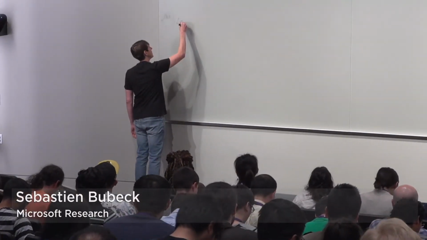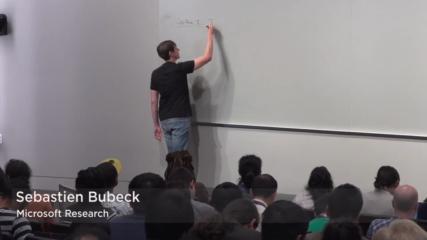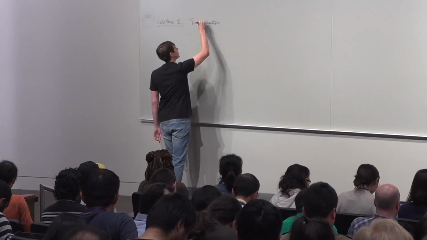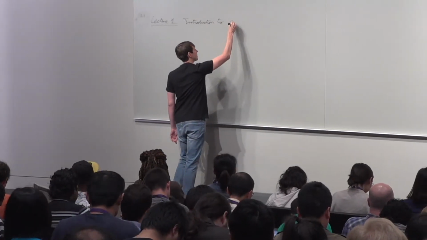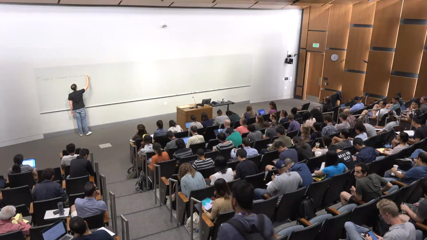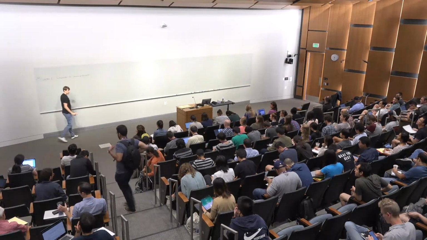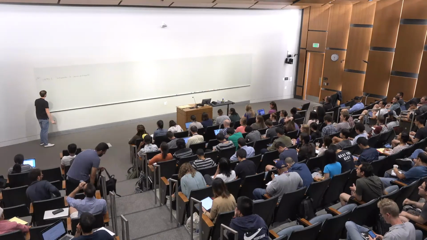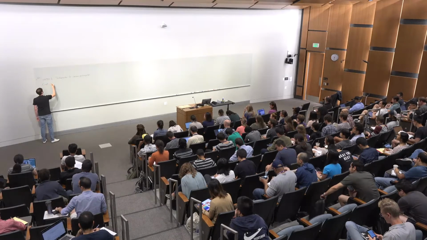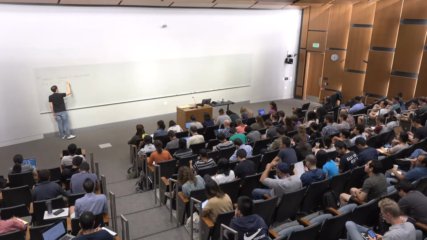Okay, so this will be lecture 1, Introduction to Convex Optimization. So what are the objects that we're going to look at? The first object is just a convex set. Let K be a subset of R^n, be a convex set.